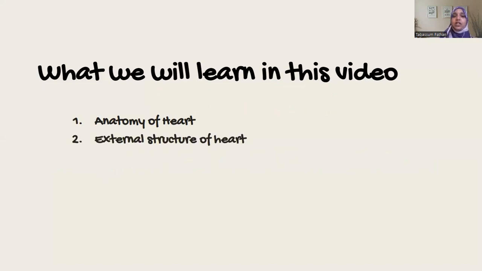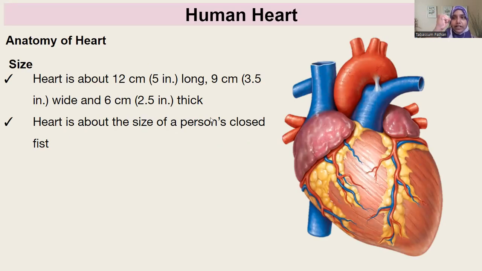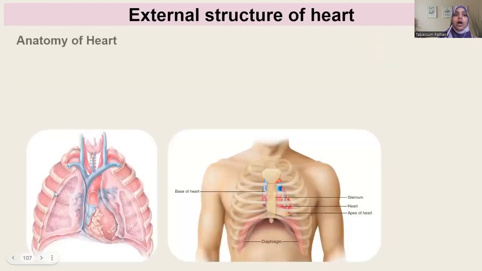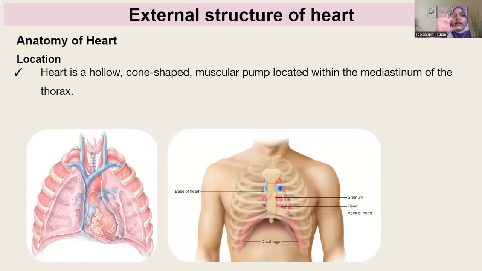It is divided into the external structure of the heart and the internal structure of the heart. The size of the heart is about your fist, like this. It is located in the center of the body, slightly tilted towards the left, and that is why mostly we understand that the heart is towards the left, but it is in the center, slightly tilted towards the left, as you can see in the picture. It weighs roughly about 225 grams in a female and roughly 300 grams in a male adult. Where it is located in your chest, as you can see.